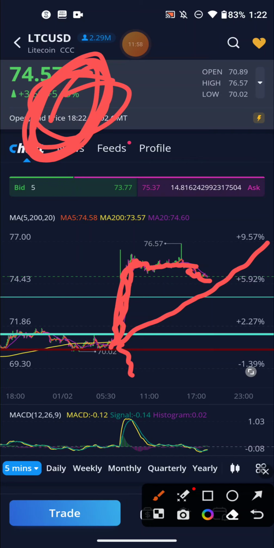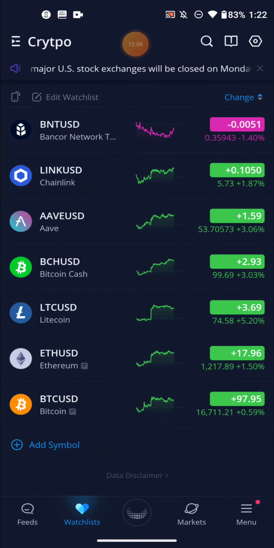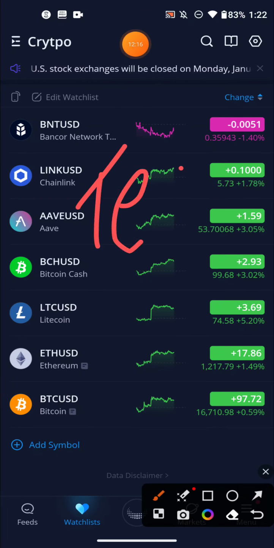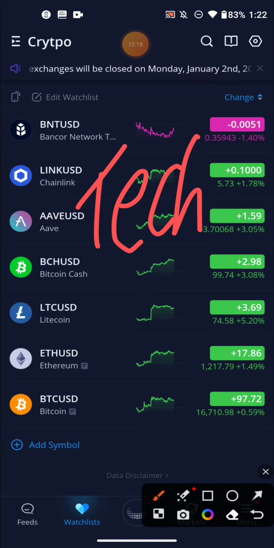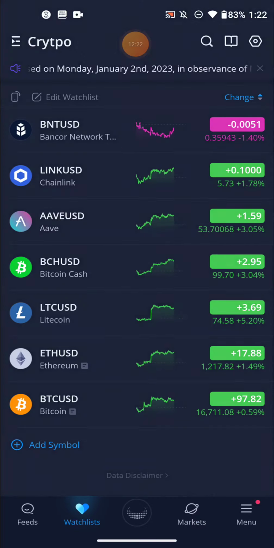That's how I make my picks, ladies and gentlemen. I don't really care what the company is, what the position. I'm more of a technical trader. I'm a tech trader. I'm a technical trader. I'm not gonna try to spell the rest, but that's what I do.